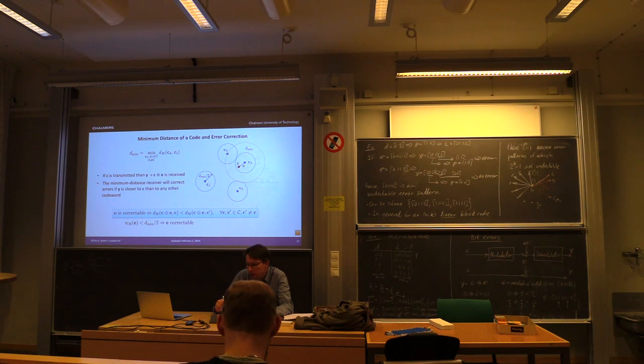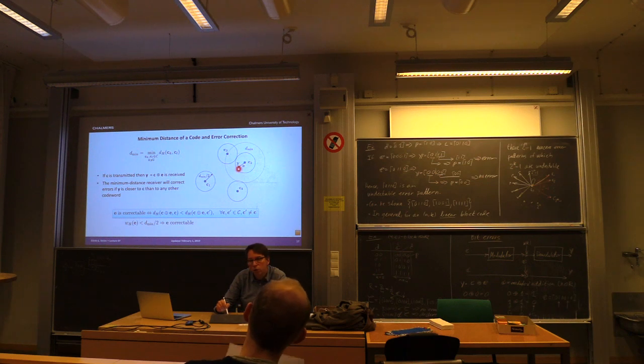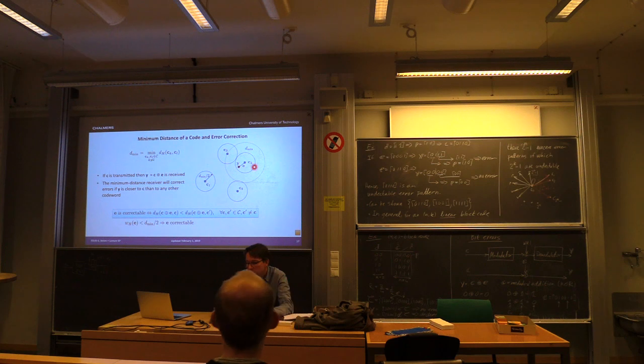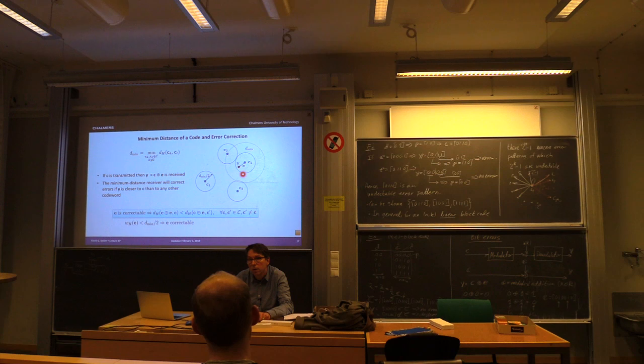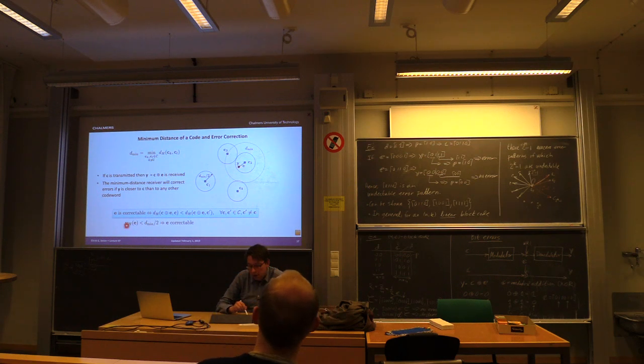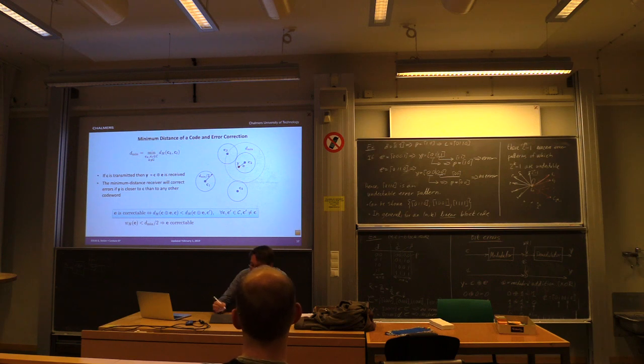Basically, it's like this: if we do a minimum distance receiver, suppose we transmitted C2 and we have an error and then we get Y, and we decode to the closest code word, we see that we can correct all errors which are inside this sphere. Because all points which are inside the sphere are closer to C2 than to any others. So what is the radius of this sphere? Well, it's half the minimum distance.